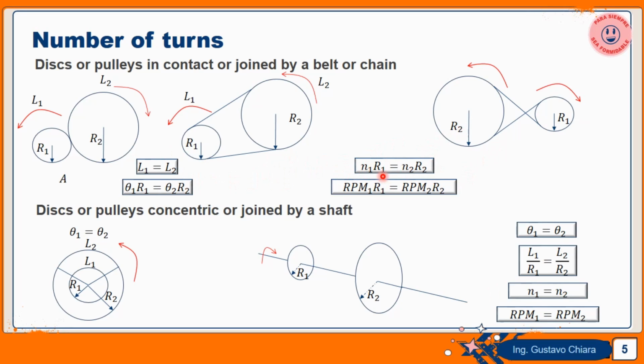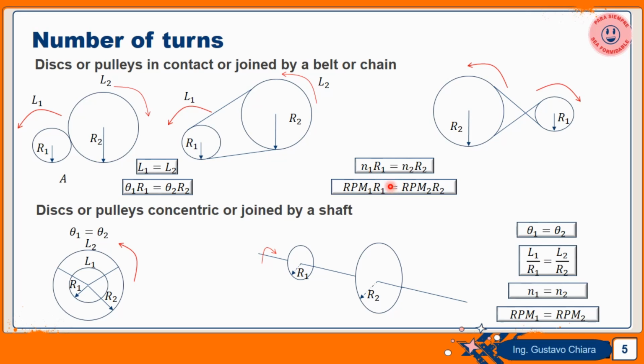So remember that in manufacturing, the number of turns is defined as RPM, that in Spanish is revoluciones por minuto. I don't remember how to say that in English, but it is the number of turns that the disc does.